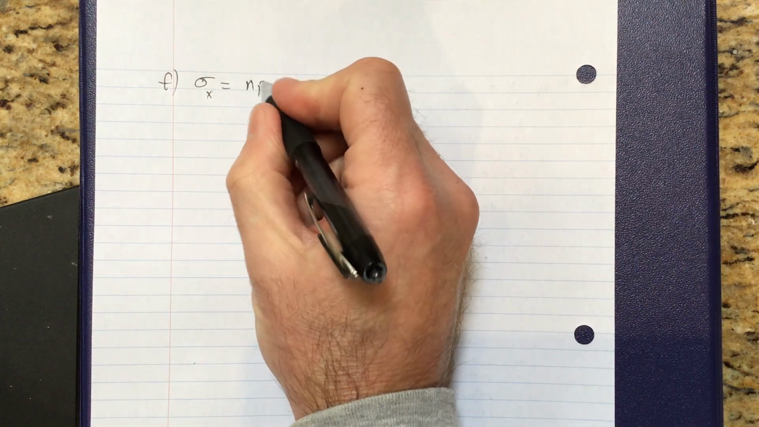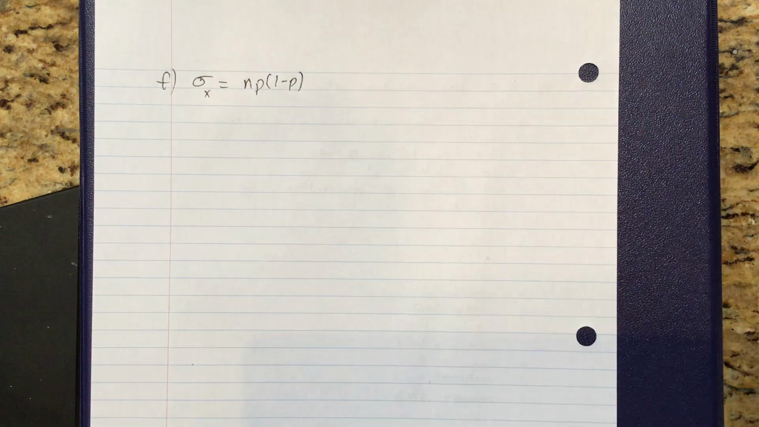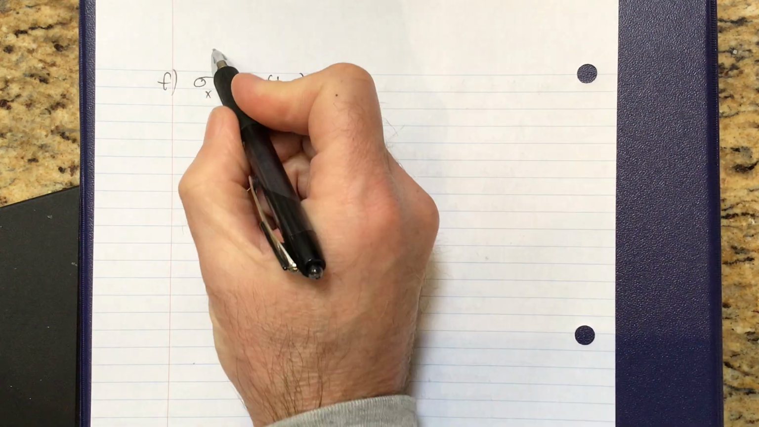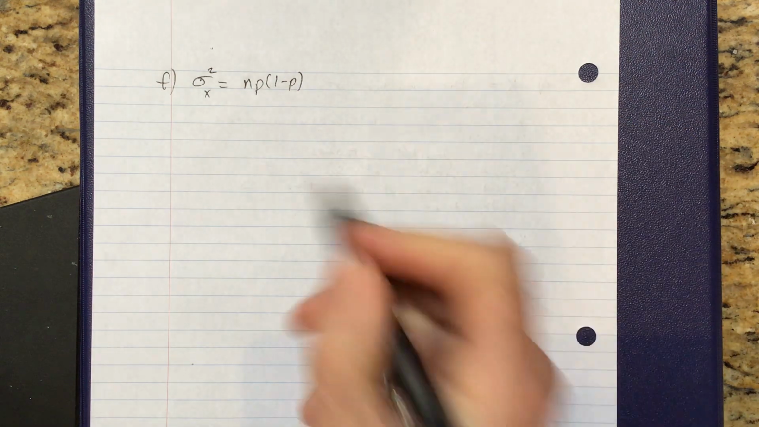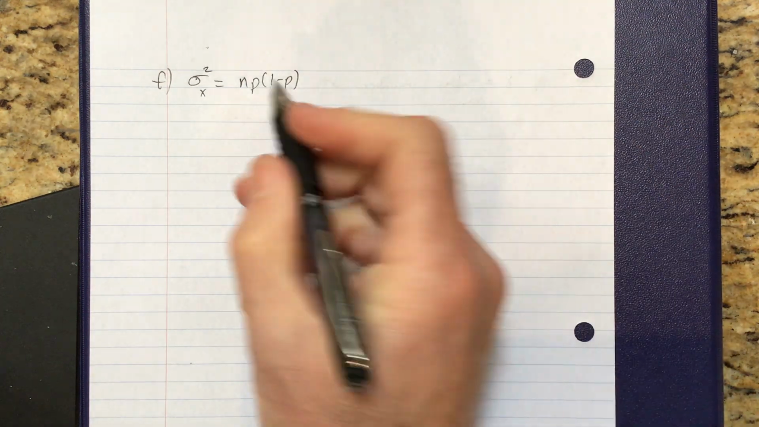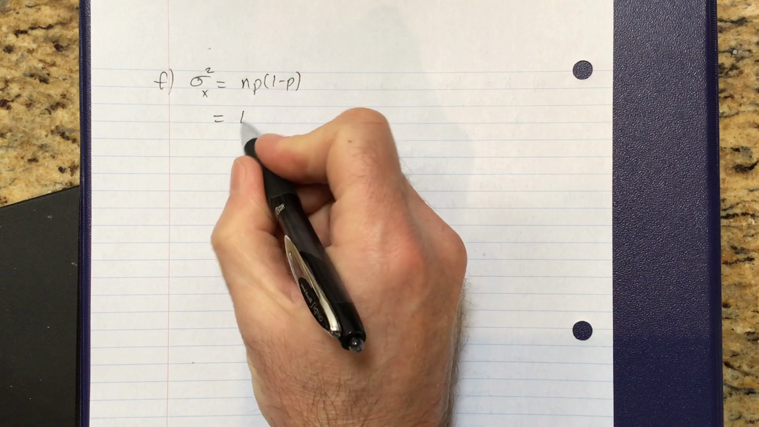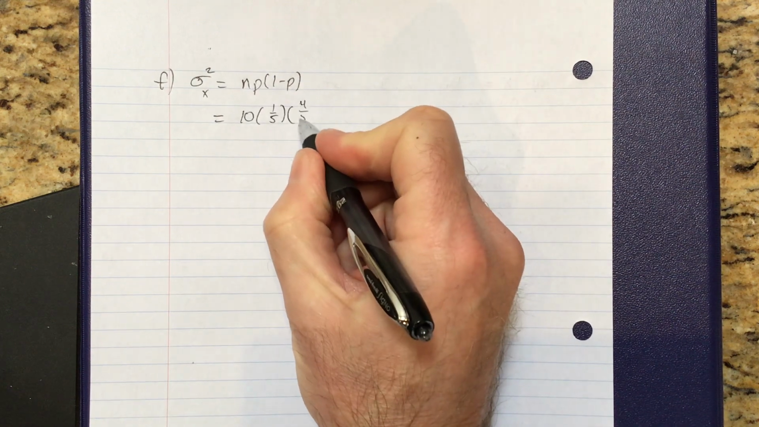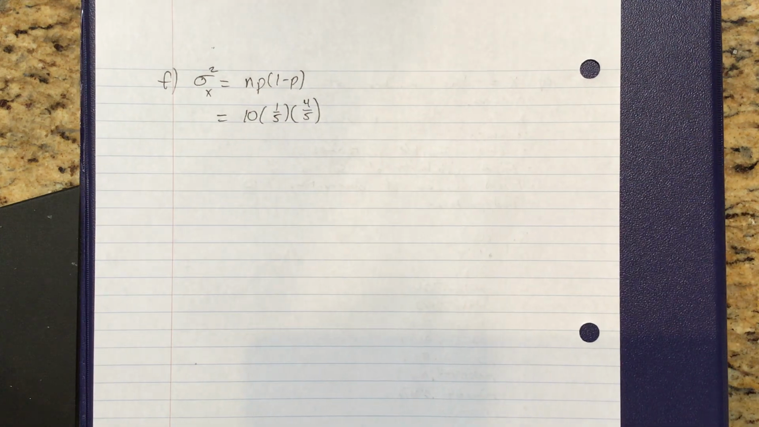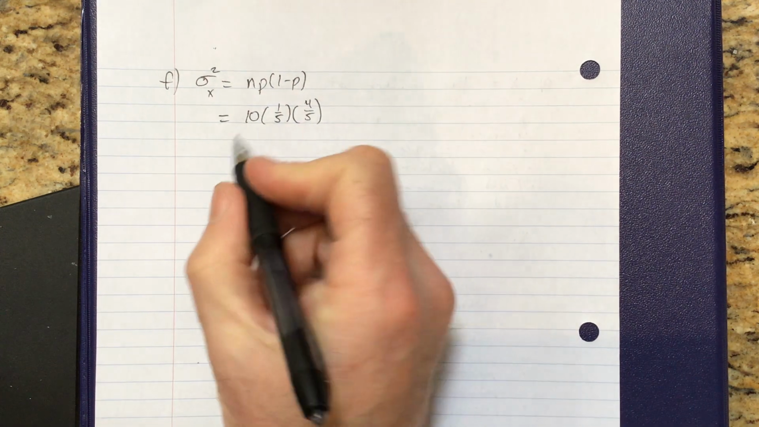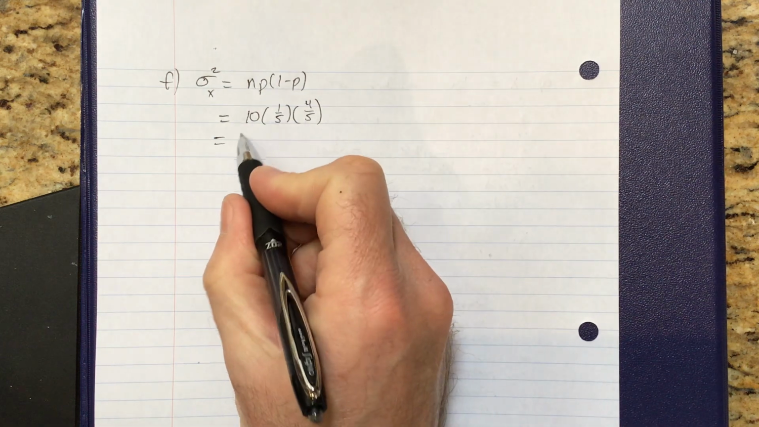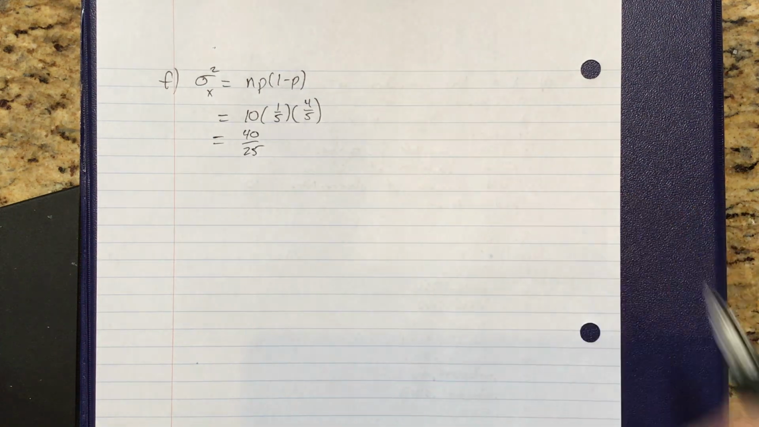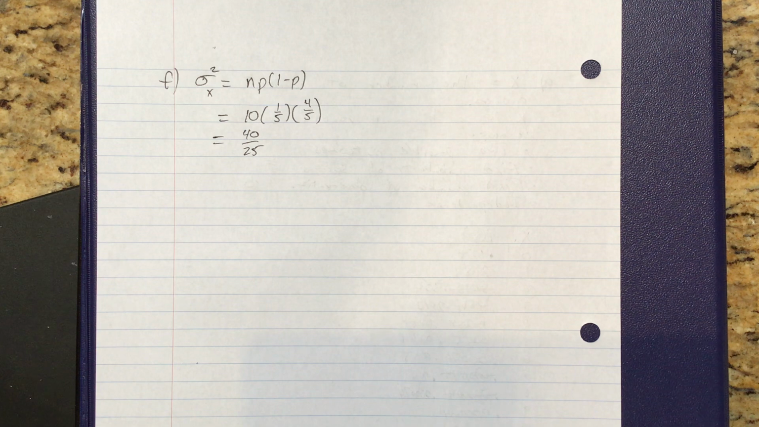It would simply be n times p times 1 minus p, right? Our formula sheet, of course, shows variance, shows square root, so it's the square root of that. So working this out, n is 10, p is 1/5, 1 minus p is, of course, 4/5, so that's going to be 40 over 25, and there's our variance. Okay, that's the variance for a single student.